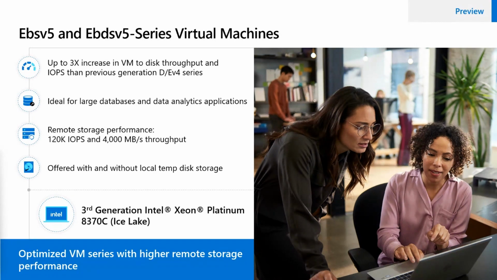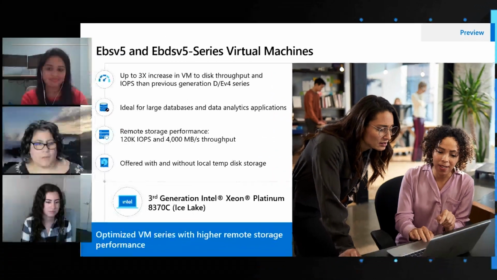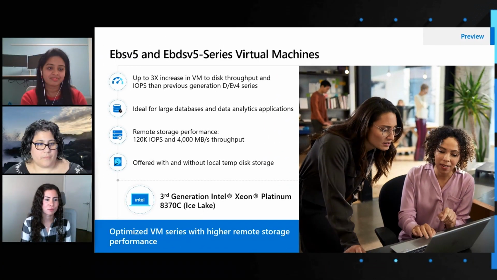So if customers have larger database workloads that need higher IO throughput per core or higher IOPS per core, please do choose these new Ebdsv5 VM series. And this new VM series offers 120,000 IOPS and 4,000 megabytes per second. And now this actually comes with a local disk and without local disk version as well. And it runs on the latest generation Intel Ice Lake processor too. Wow, that's a lot of throughput.